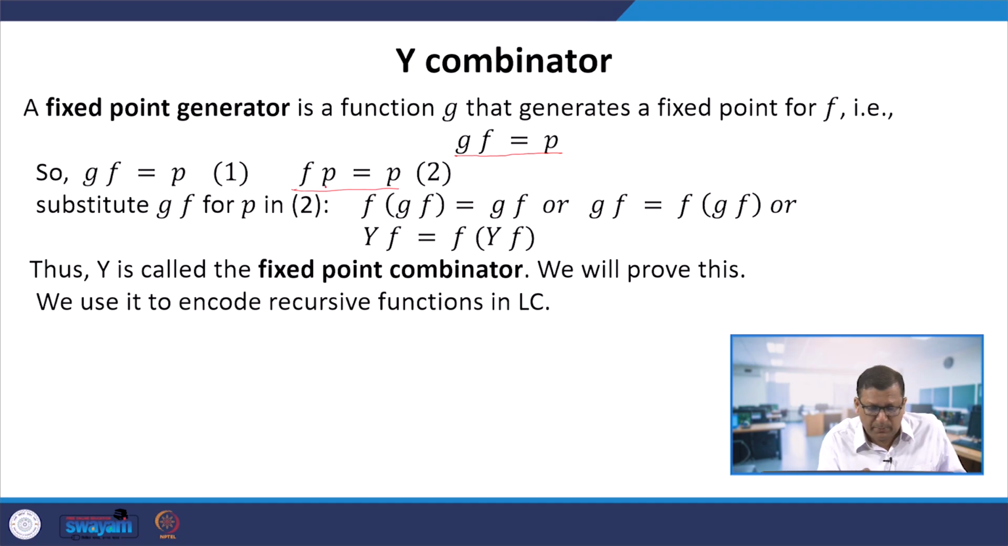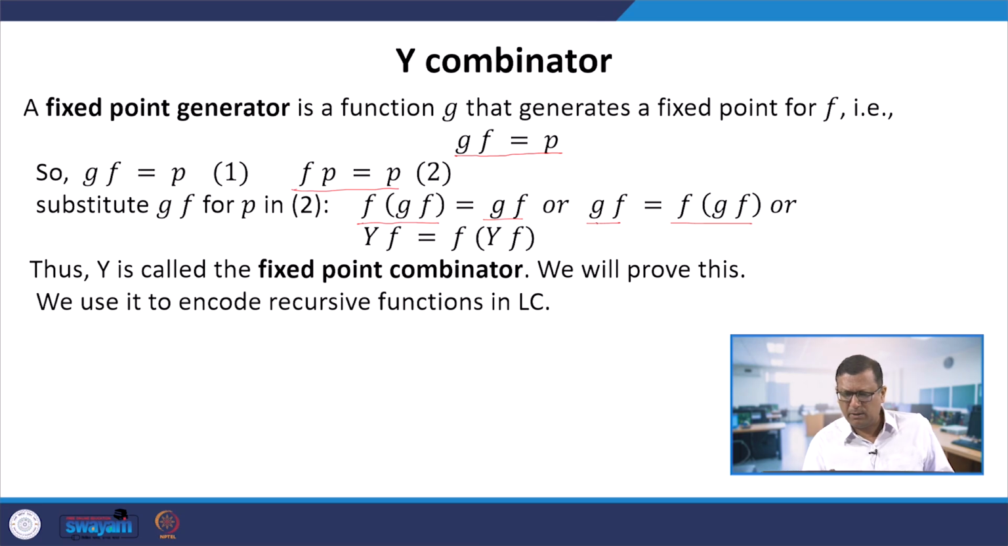If we eliminate p, that means if you substitute g f for p in 2, we are going to get f of g f is equal to g f, or g f is equal to f of g f. That means if you now replace g with Y, we get Y f is equal to f Y f, and that is a property of a combinator called a fixed point combinator. So we will prove that indeed Y is a fixed point combinator.